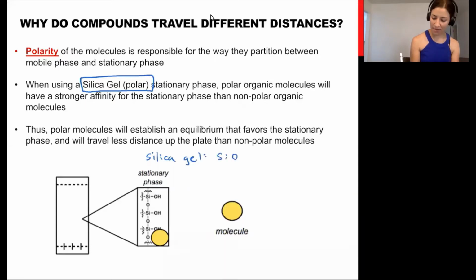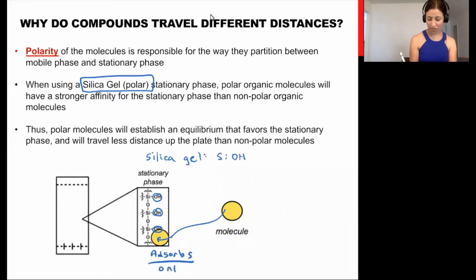And it typically is thought of as a silicon hydroxide. So what happens is you have a silicon that's highly oxygenated and that has free OH groups along its surface, okay? When we spot with our capillary spotter a solution of our molecule of interest, the molecule adsorbs onto the silica gel surface.